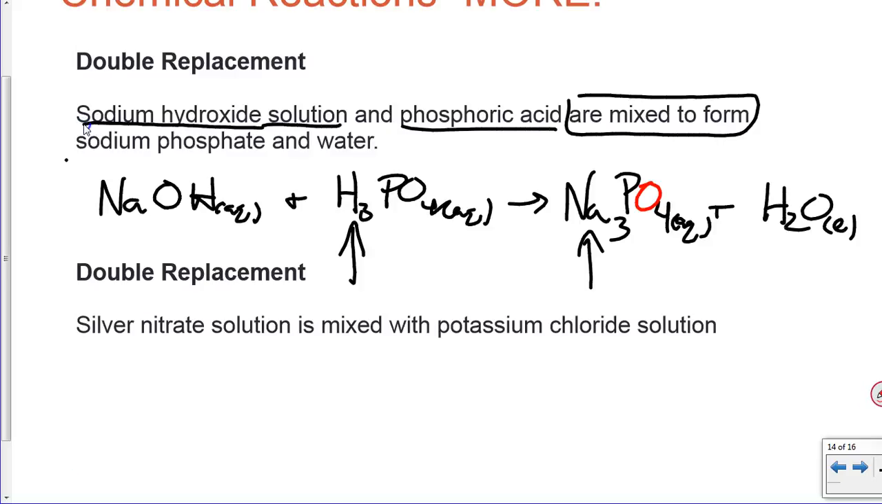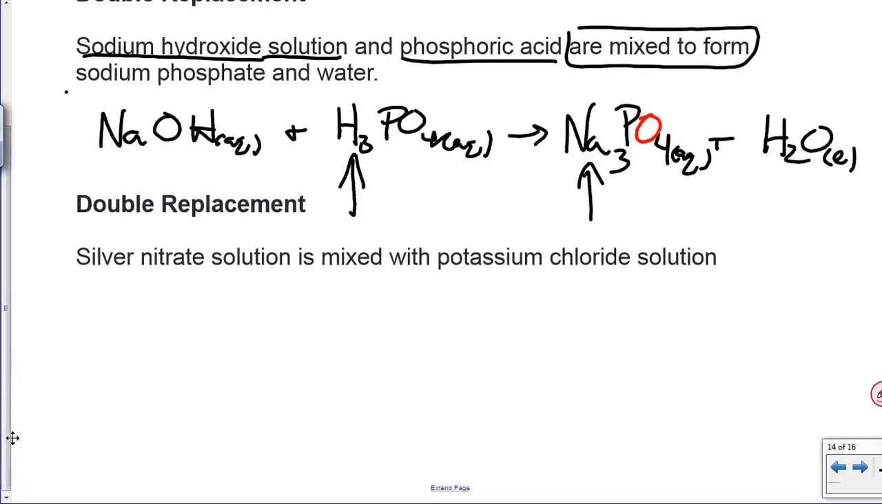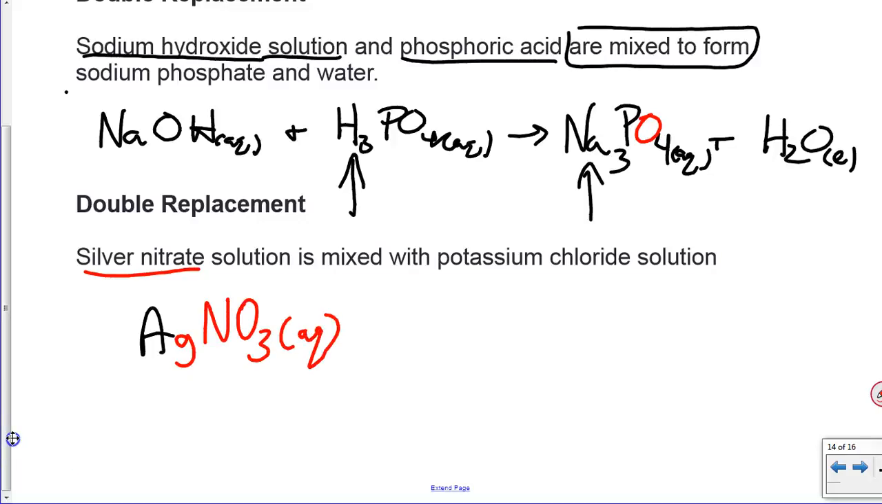Now, this last one. And guys, to be perfectly honest, predicting reactions for what the products you're going to make are is actually a very tough skill until you start to look at the reaction types. Silver nitrate is mixed with potassium chloride solutions. But it doesn't tell me anything else. How do I figure out what my products should be?